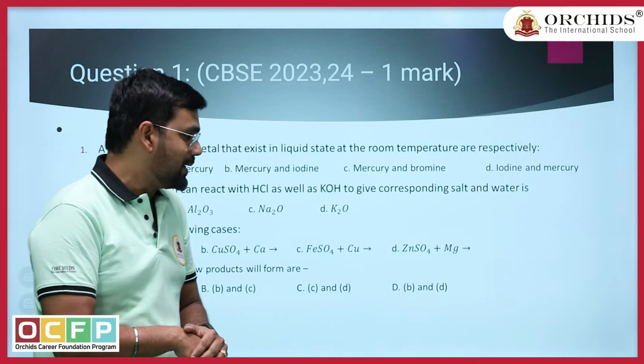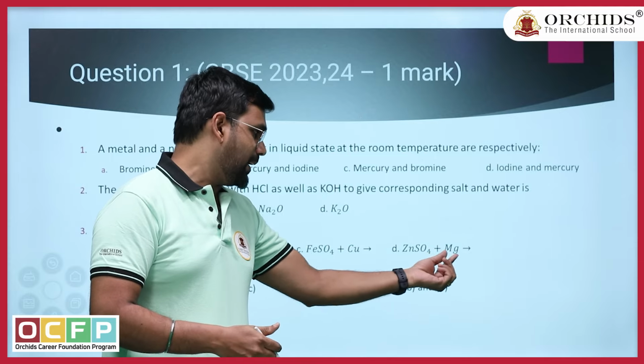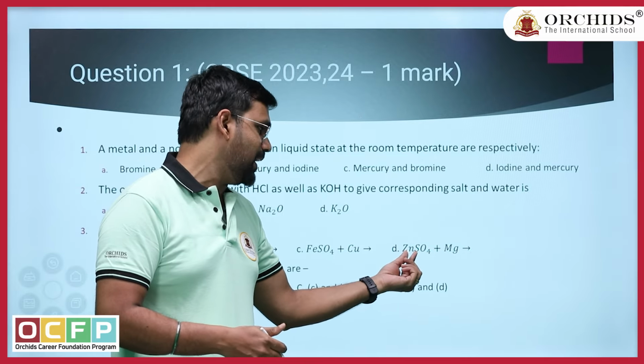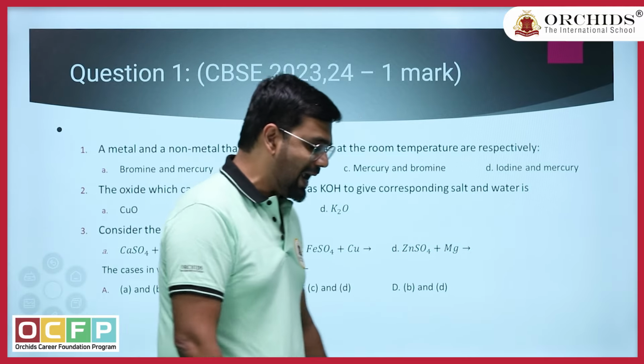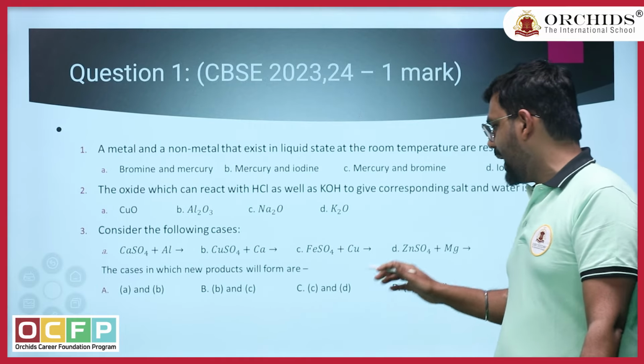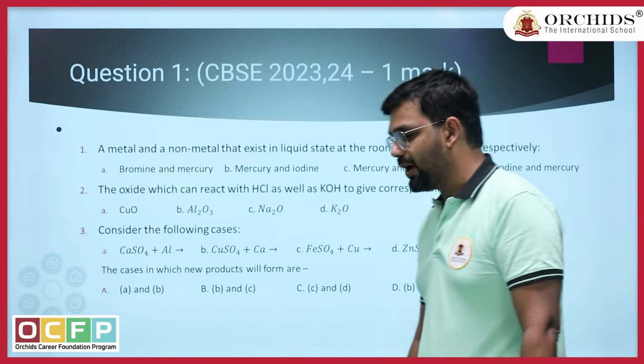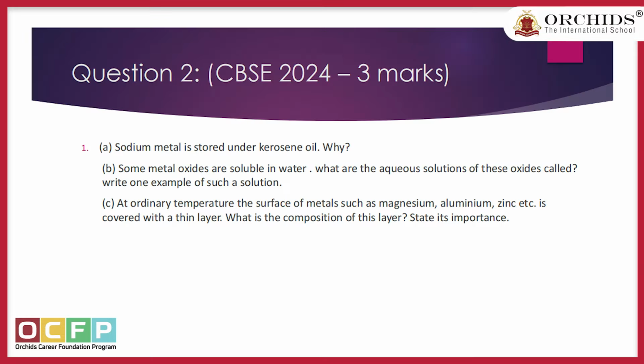Now come to the last one. Zinc sulfate and magnesium. Which one is more reactive? Obviously magnesium. So magnesium, can it displace zinc? Yes, obviously. So which are the two reactions that can happen in our four equations that are given? One is B and the second one is the D. So which is the correct option? Option D. Right? So let's move to the second question now.